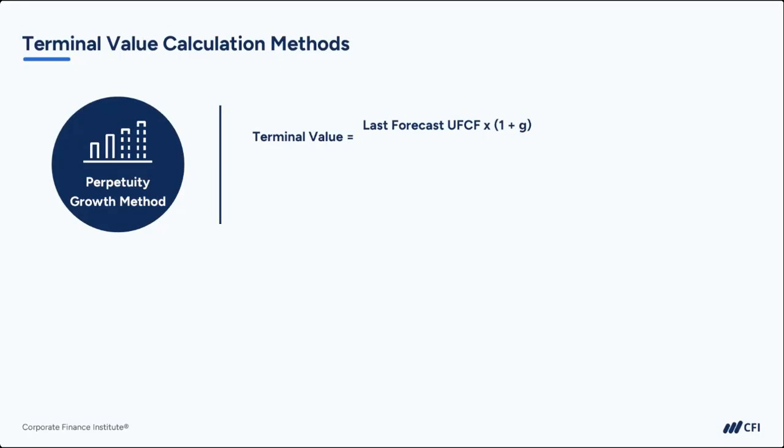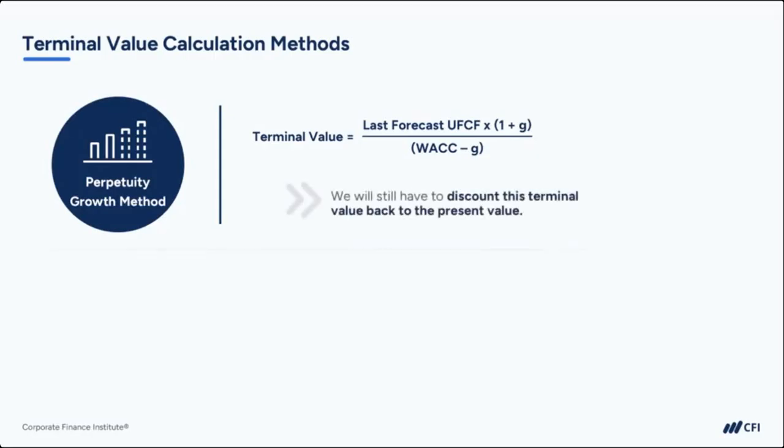Once we calculate that perpetual cash flow, we divide that perpetual cash flow by WACC minus G. This captures all of the value after our discrete forecast stage. Again, remember that we still have to discount this terminal value back to the present value.